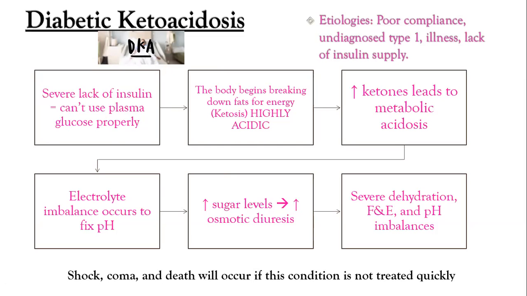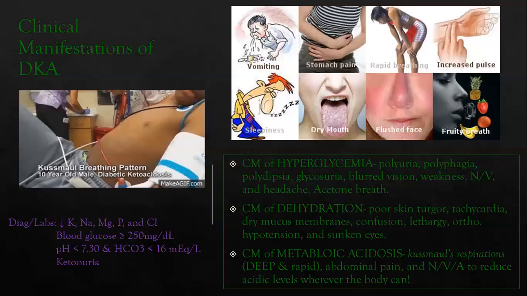There's a lot of signs and symptoms, but just break it down to what you know you're going to see. So with them, they are going to have super high sugar levels, causing increased osmotic diuresis. So they're going to be super dehydrated, and as well as they will have fluid and electrolyte imbalances and pH imbalances. If you don't fix this, they're going to go into shock, coma, and then death if they do not seek medical treatment quickly. So that is how severe this can get. So we're going to go into the next slide.